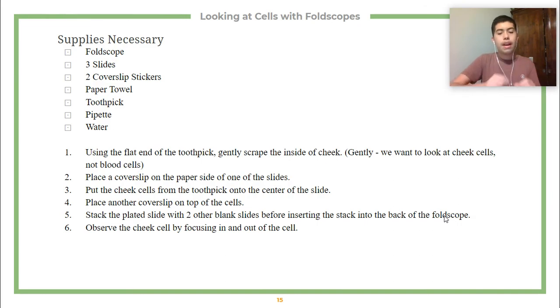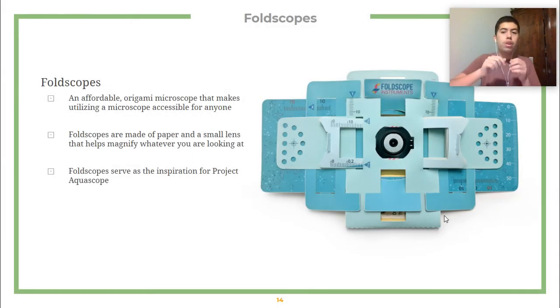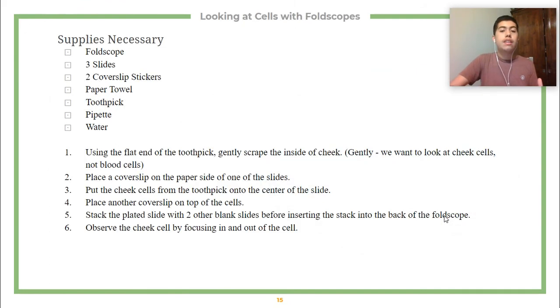The foldscope has a built-in mechanism where you can focus and zoom in and out to try to get the best view of the cell. And essentially, that's basically it. You could also use some dye, like the iodine in the video. The iodine, as she said, serves to dye the nucleus so you can see it a little bit better. So if you have some dye, that could also help in seeing the cells.